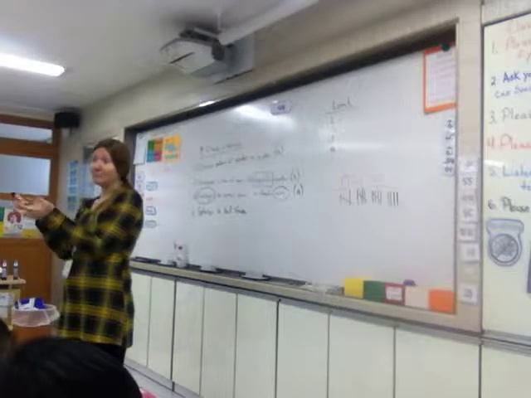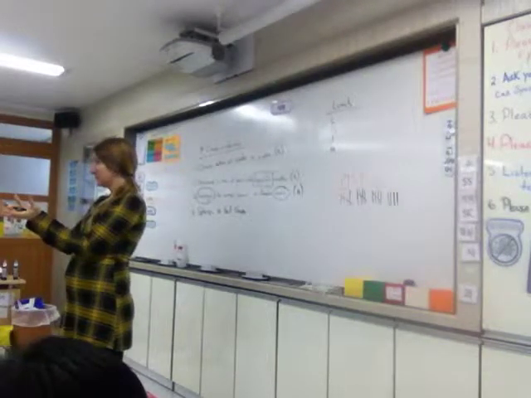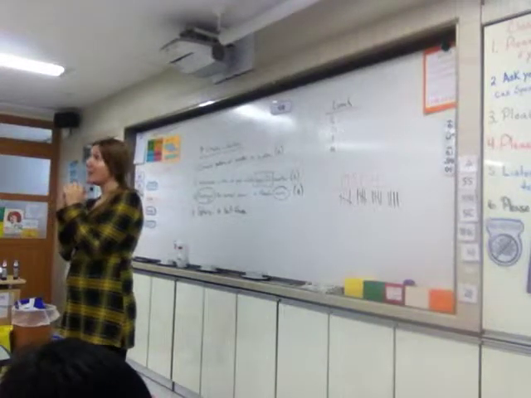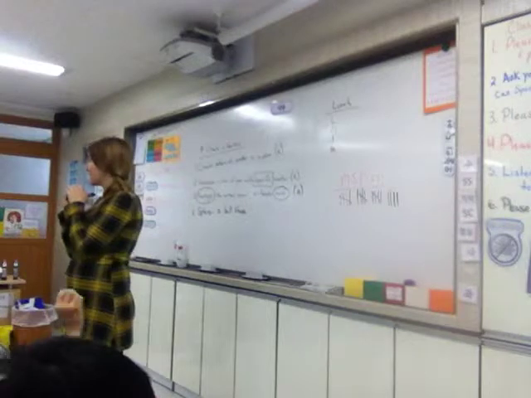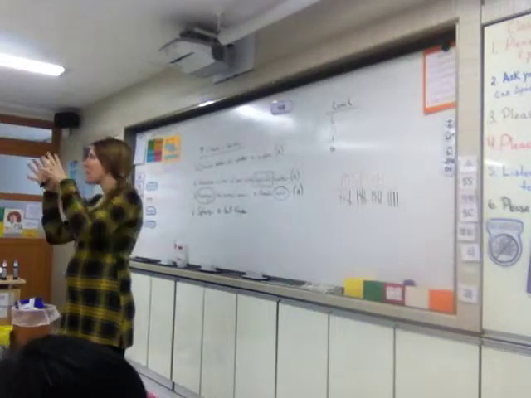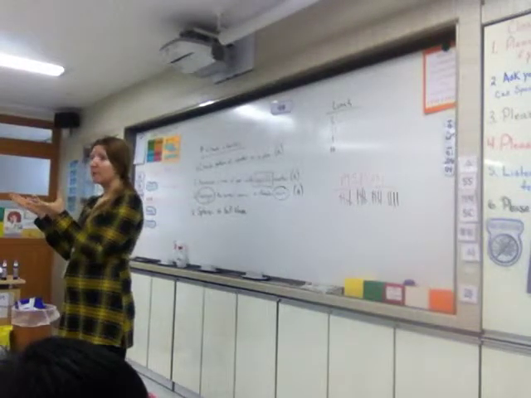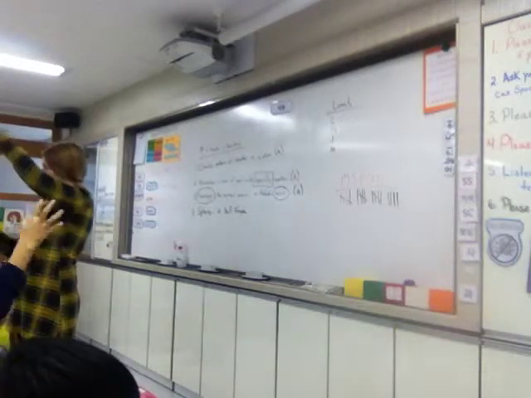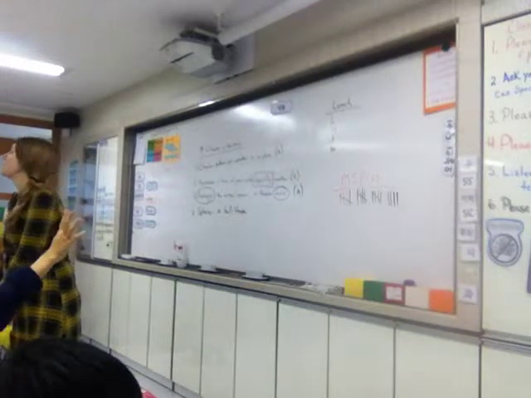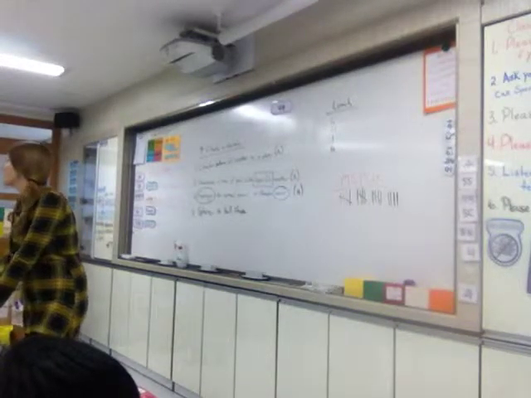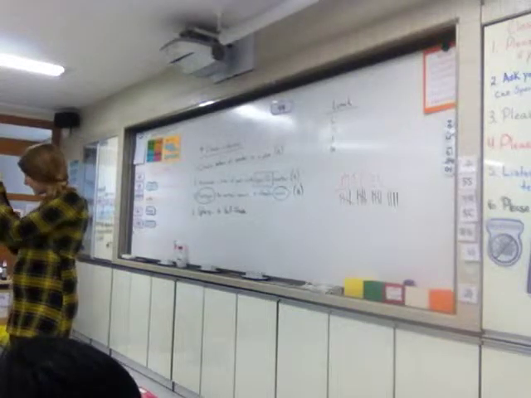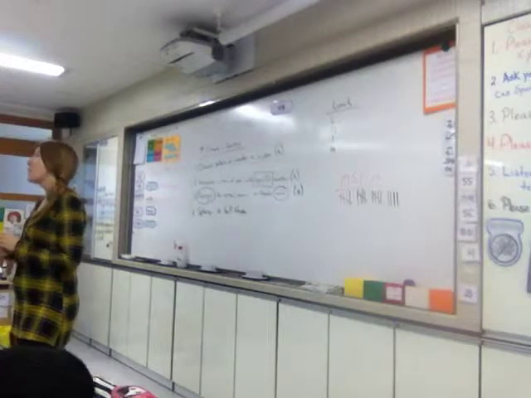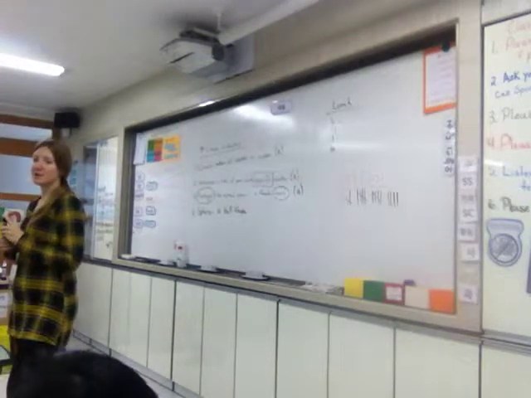A soccer ball is a sphere. A basketball is a sphere. What other things do we know are sphere shaped? Earth. Sun. Water bottle, not really. Water bottles are cylindrical. Baseball. Baseball, yes. Olivia, your bottle is cylindrical. It is not a ball.